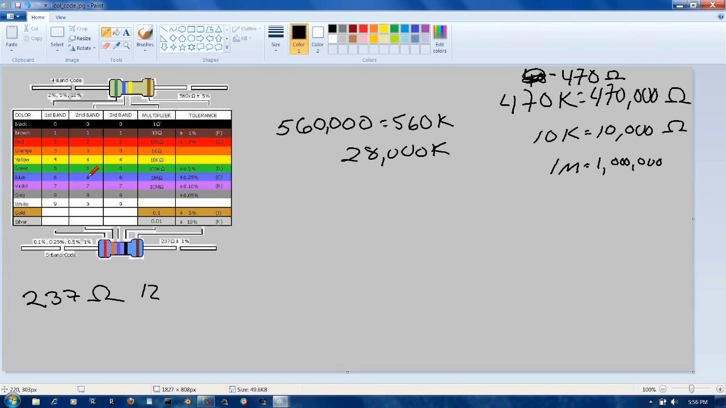So the first 2 bands, we're going to need 4, which is yellow. Actually, let's do it this way. So it's going to be yellow. And 7 is violet. And it's 470, so we have 1 zero, or times it by 10, which is brown. This brown really doesn't look like brown, and neither does this one. So our color bands would be yellow, violet, brown for a 470 ohms resistor.